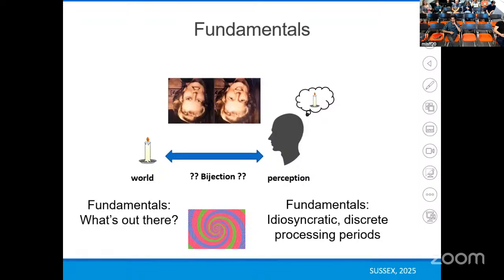So where are we? We said this bijection is not valid. We are not so acquainted. I'm not saying there's no external world, don't misunderstand me. I'm just saying the relationship between what's out there and what's in is not that simple. I think I showed you a couple of examples, and we're definitely not perceiving things just when they are presented. This is an illusion. I think we know, at least what I'm proposing is what the fundamentals of processing are. There's this idiosyncratic discrete processing. So that we know.